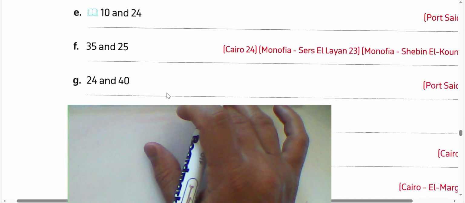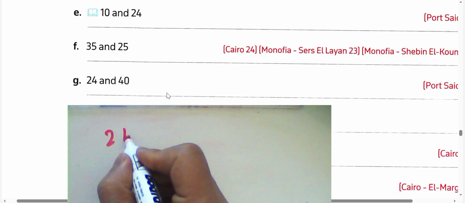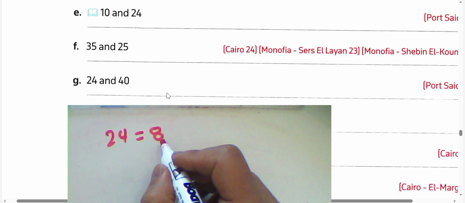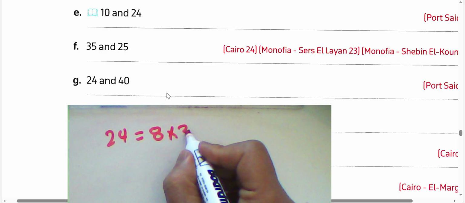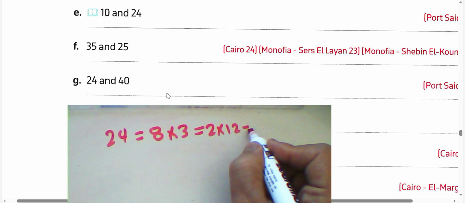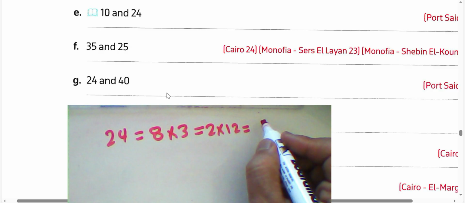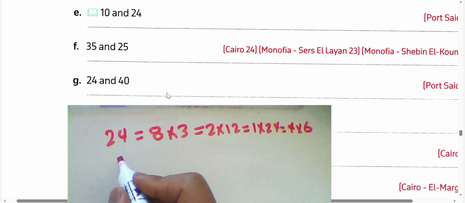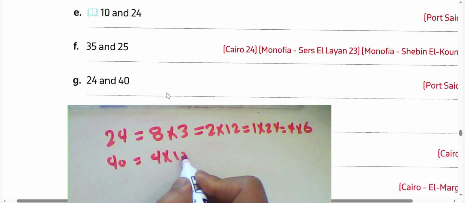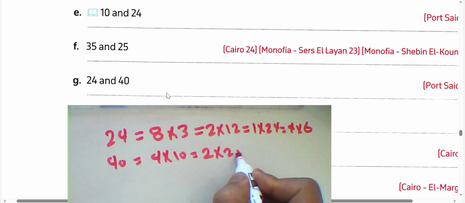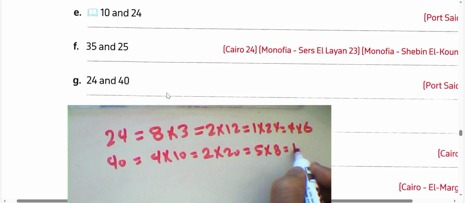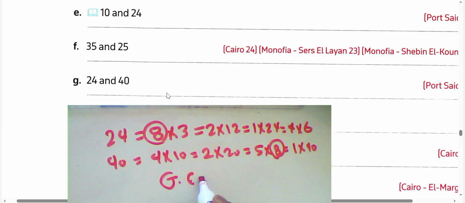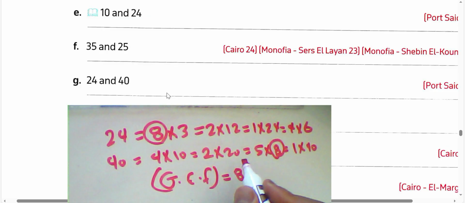24 and 40. The common factor between them equals 8. The factors of 24: we know 8 times 3 equals 24, and 2 times 12 is 24, and also 1 times 24, 4 times 6. And we know 40 equals 4 times 10, 2 times 20, 5 times 8, 1 times 40. The highest common factor between them equals 8. You can solve by any method, okay? Factorizing or write this method.